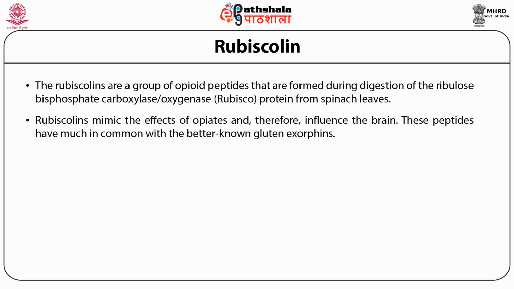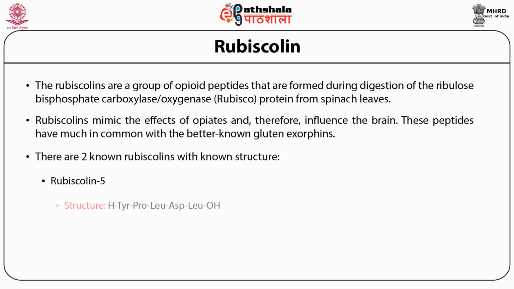These peptides have much in common with the better known gluten endorphins. Again, there are 2 types of rubiscolin with known structure, rubiscolin 5 and rubiscolin 6. Rubiscolin 5 is a 5 residue peptide and rubiscolin 6 is a 6 residue peptide.